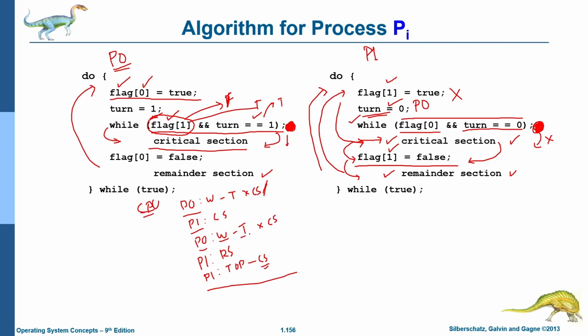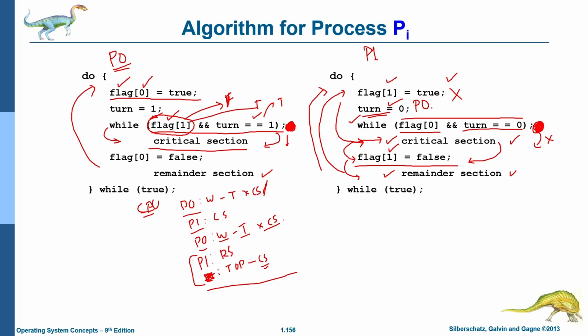It checks the while loop, figures out the condition is still true, and is not able to enter the critical section. P1 somehow comes out of its critical section, sets flag of 1 to false, and goes to the remainder section. In the same scheduler slot itself, it goes to the top and sets its own flag to true again.